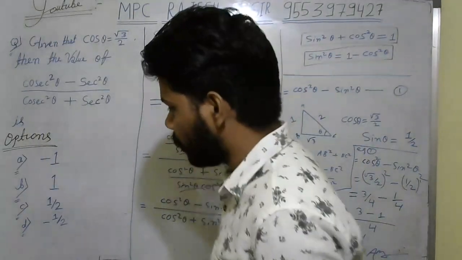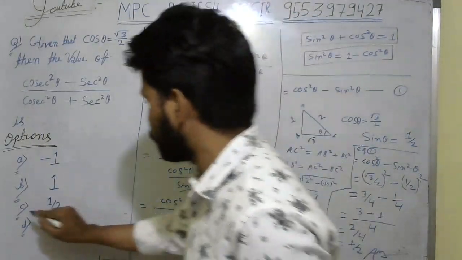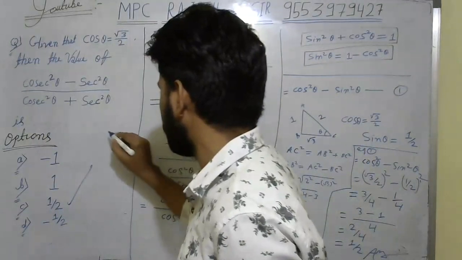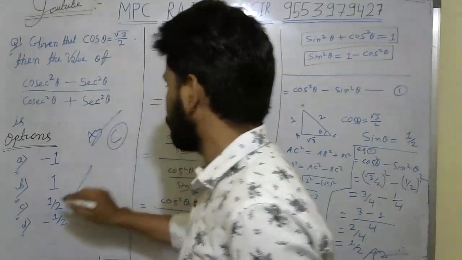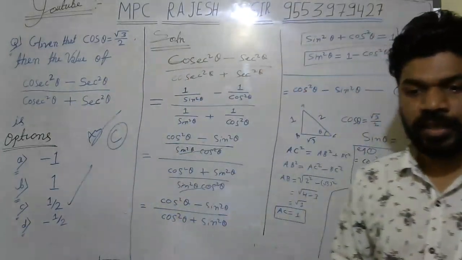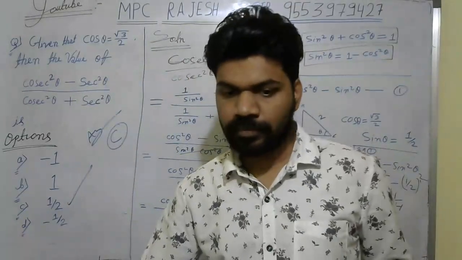So look at here, where is the 1 by 2? So option C. Option C is the correct answer. 1 by 2 is the correct option. Thank you.